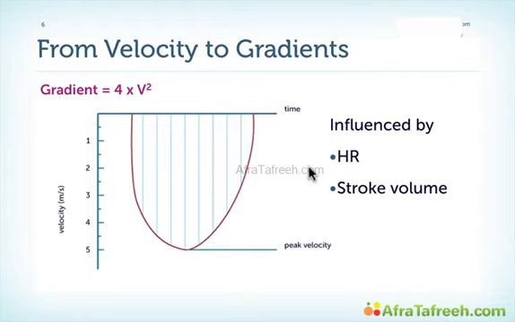From the peak velocity at the aortic valve using Doppler echo, we can easily determine the maximum gradient over the valve by using the so-called Bernoulli equation, which is 4 times the velocity squared. So you don't have to remember this because the echo machines will calculate this automatically. But it is important to know that the velocity is influenced by the heart rate, and importantly, by the stroke volume. So if you have low output of the heart, we will find lower velocity and also low gradients.